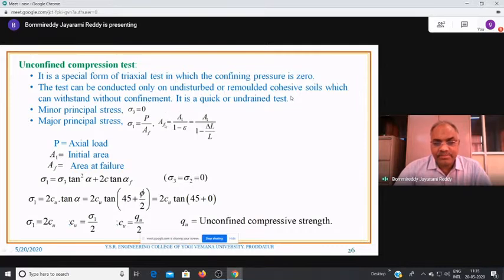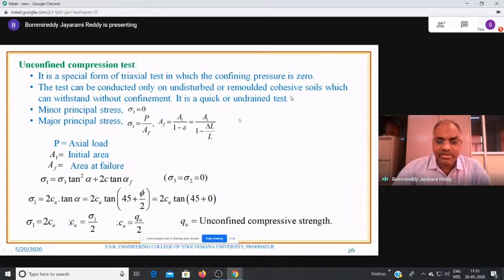Whatever the volume at the beginning, the same volume will be present at the time of failure also. So that's why AF is equal to A1 by 1 minus strain, that is, A1 by 1 minus delta L by L.